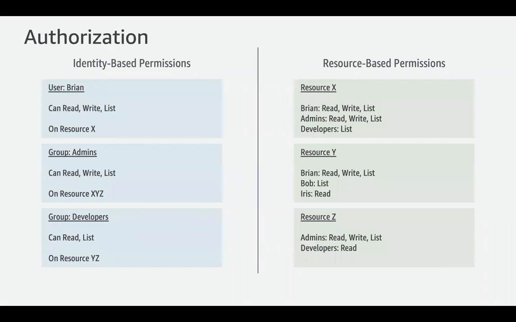Okay. So then comes, I'll just give a simple example of authorization. You have identity-based authorizations and resource-based authorizations, where you have a user Brian who can read, write, and list on, let's say, EC2. You have group admins who can read, write, and list on multiple resources like EC2, S3, DynamoDB, and things like that. You have a group of developers who can read and list. They can write, right, on resources Y and Z.